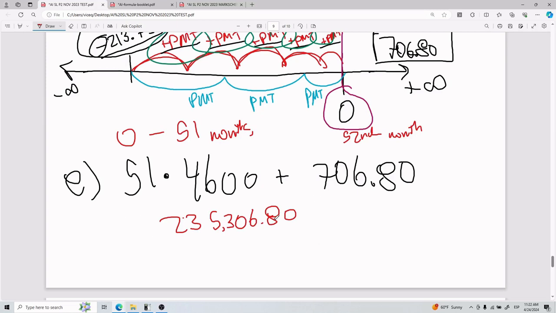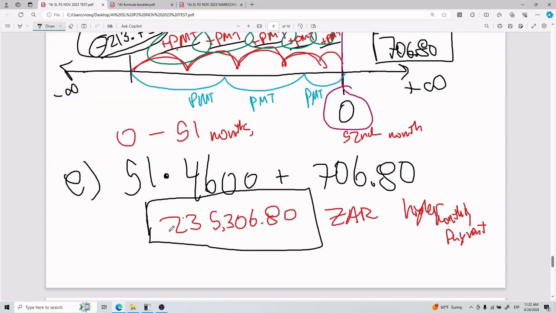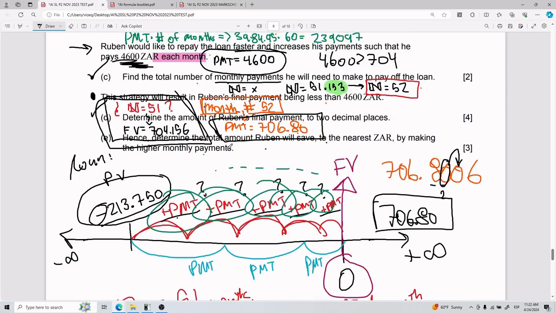So this is in ZAR, right? So this is for the higher monthly payment. So if he pays the higher monthly payment, this is how much he pays in total. So this would be his new total with higher monthly payment. But part E is asking, how much will he save because he chose to pay the higher amount?